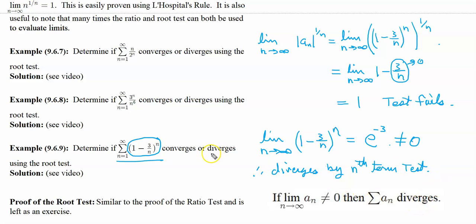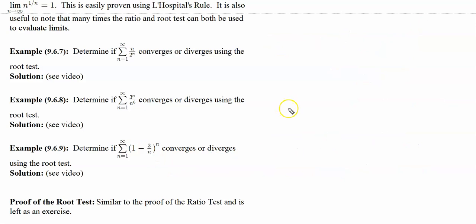And that's it. So we've determined that this series diverges. We tried to use the root test, but it didn't work. So we had to try to use some other test. In this case, the nth term test was the appropriate one to use, and we see that this series diverges. And that concludes this discussion about the nth root test with a few examples.